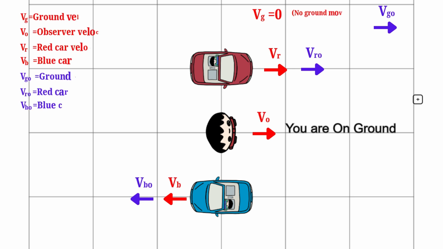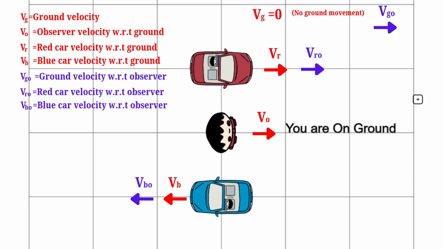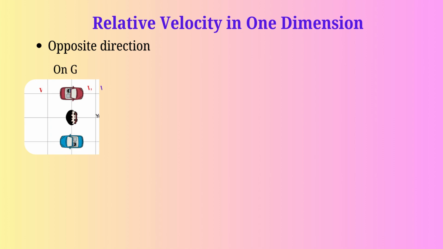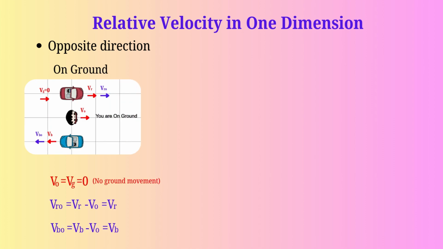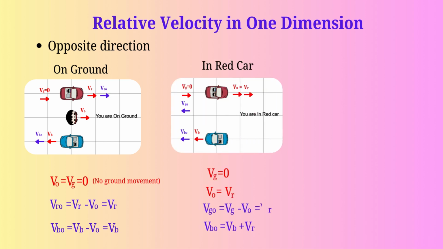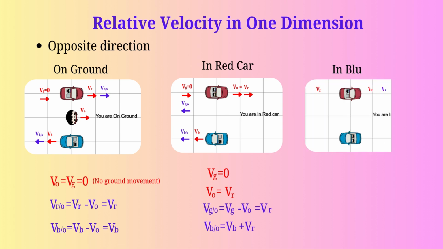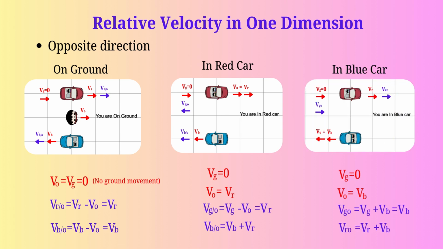Now, assume variables to find out the relative velocities. Now, you will get the relative velocities when the observer is on the ground. Now, the relative velocities when the observer is in the red car. Now, the relative velocities when the observer is in the blue car.